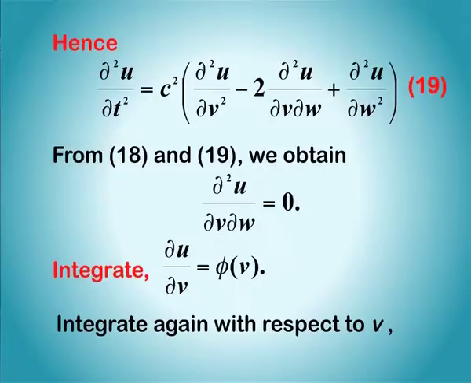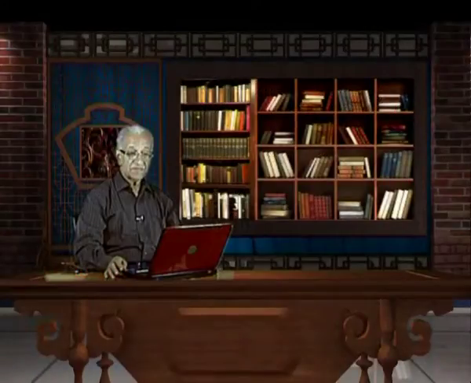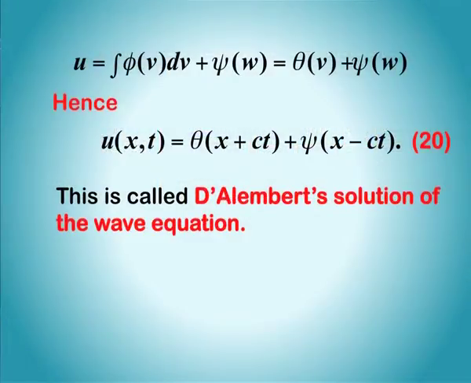This is d2u/dv dw, so naturally we are integrating with respect to w, and so phi(v) is obtained. Phi(v) is what we call a function of v. Integrate again with respect to v this time, and we get u equal to this theta(v) plus another term, and hence you get a solution like 20. Look at this equation 20.